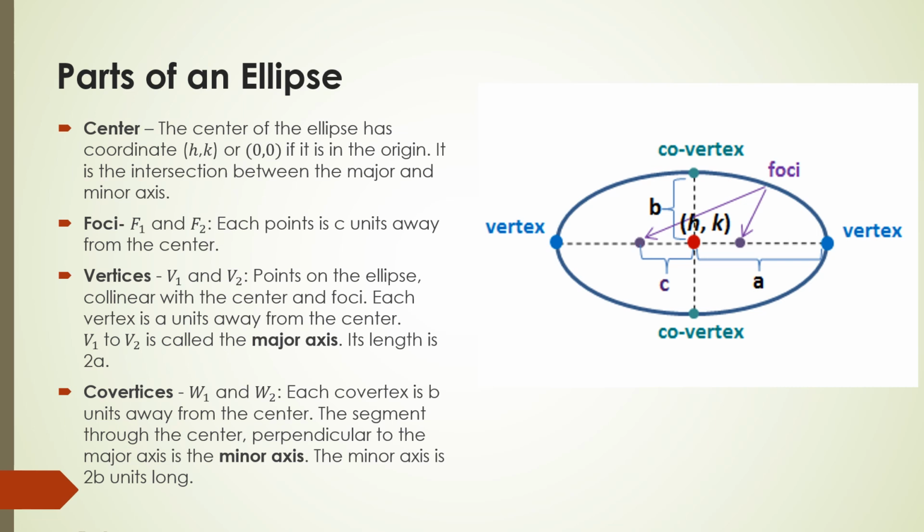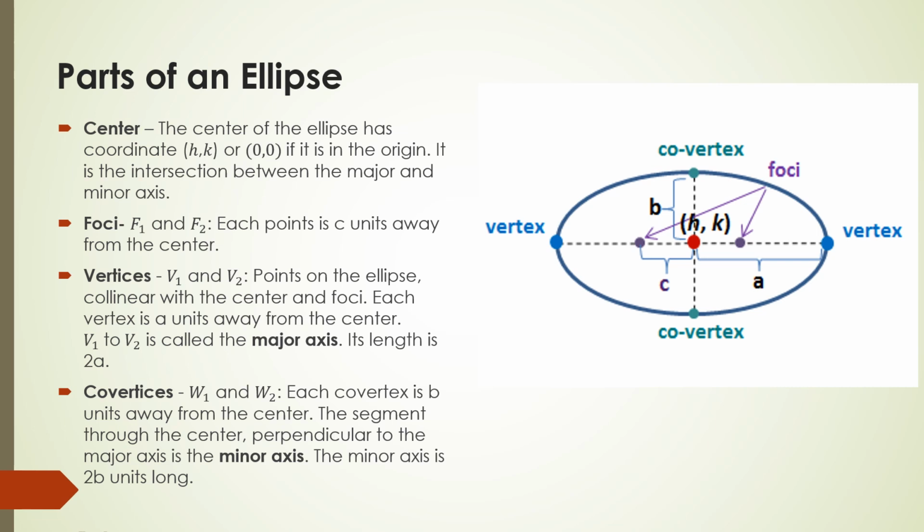So here are the parts of an ellipse. First, we have the center. The center of the ellipse has coordinates (h, k), or (0, 0) if it is at the origin. It is the intersection between the major and minor axis. We also have the foci, denoted by F1 and F2. Each point is c units away from the center.